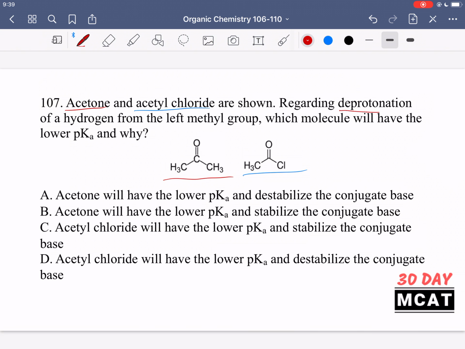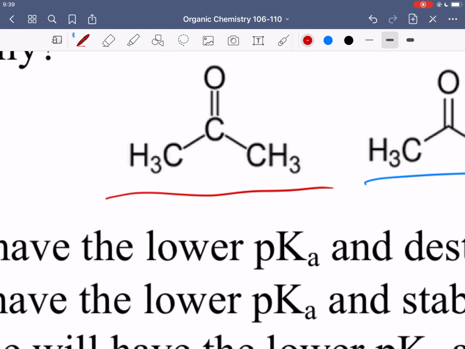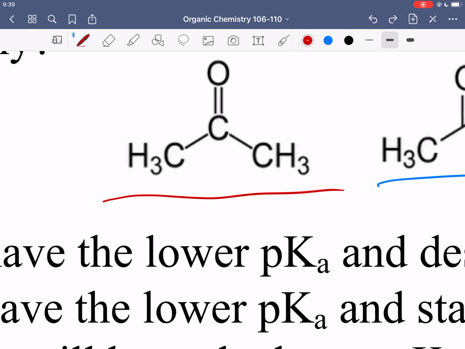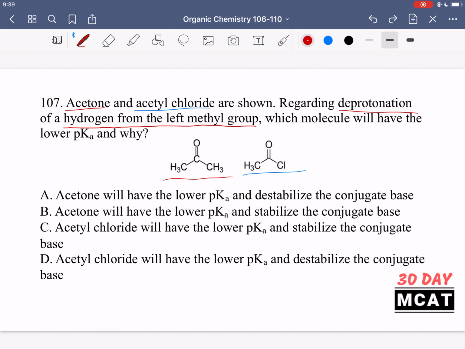Now we're talking about deprotonation, and we're talking about a hydrogen from the left methyl group. So one of these hydrogens, that's what we're deprotonating. That's what we're talking about when we're talking about acidity here. Which molecule will have the lower pKa and also why? So lower pKa means that something is more acidic. So which one is going to be more acidic? In general, this carbon-hydrogen bond is not that acidic, but because we have resonance happening, because we're talking about a carbon that's alpha to a carbonyl, it's more acidic now. Which one relatively is a more acidic one?